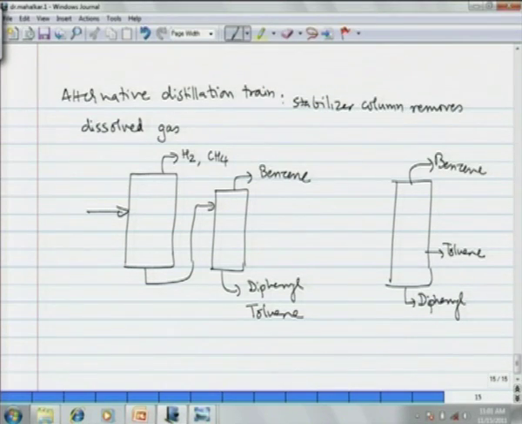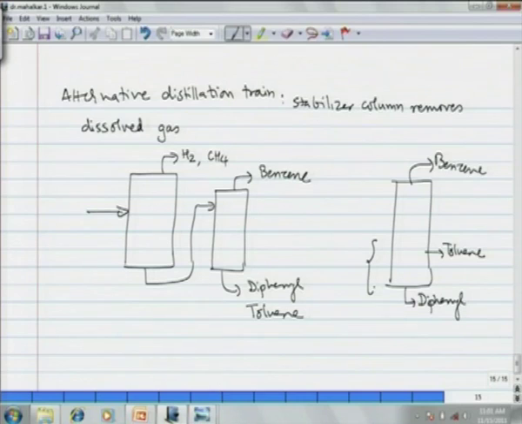Now, how is this possible? The relative volatility between toluene and diphenyl is quite high. So, if you look at the bottom plates of the distillation column, the composition changes very fast. The bottom is almost pure diphenyl, and the quantity of diphenyl in the upper plates is relatively small. So, if you take off toluene as a side stream from one of the plates near the reboiler, then you can obtain relatively pure toluene.